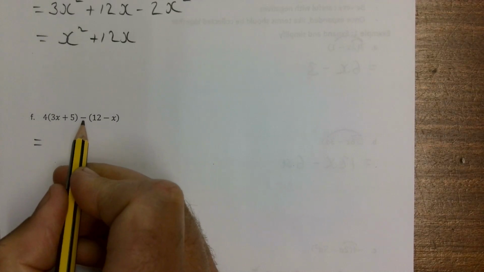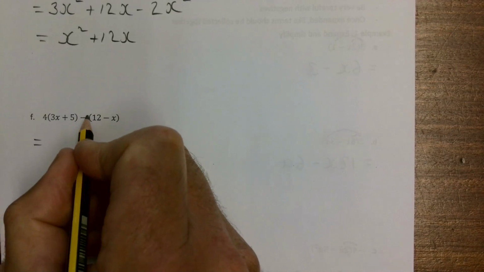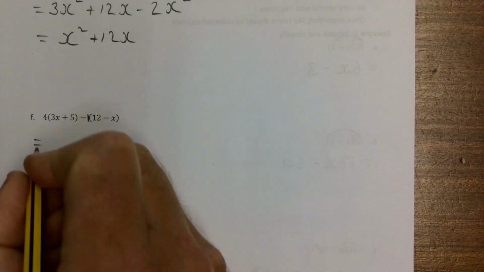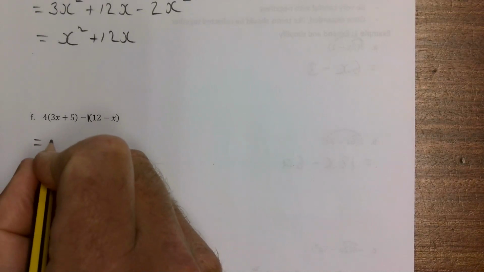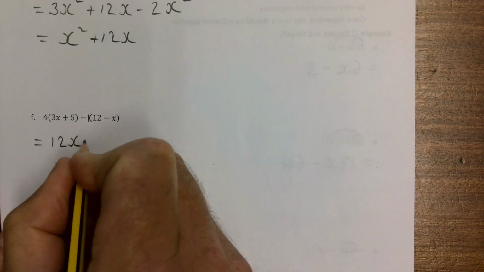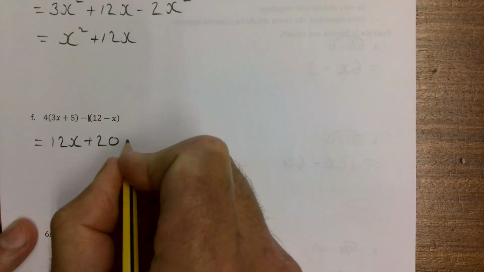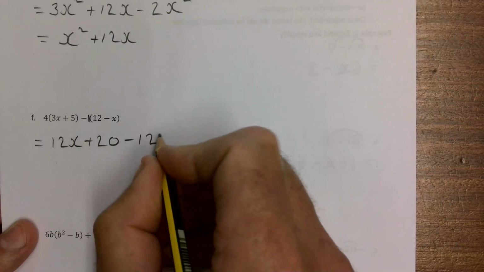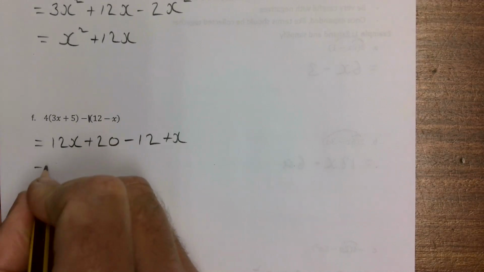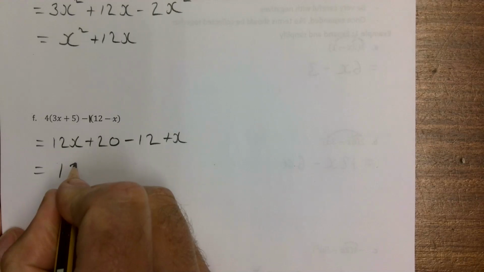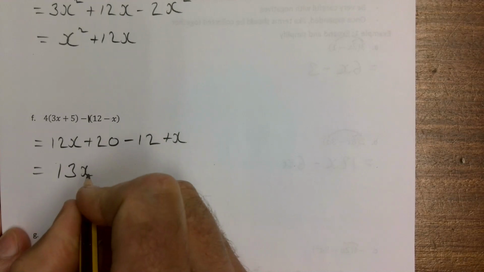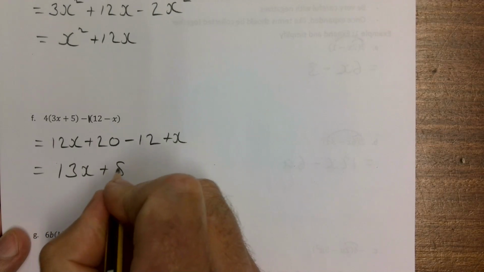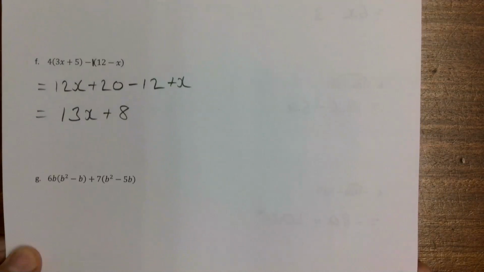We have a minus here. Sometimes I say to people we want to treat this like a minus 1. So we could times in the bracket then by a minus 1. So let's get rid of our brackets first of all. 12x plus 20 minus 12, minus 1 times minus x gives us then a plus x. So we have 13x. What's that then? 20 take away 12 plus 8.